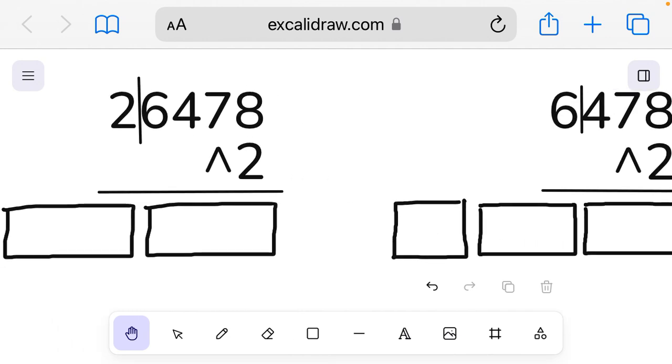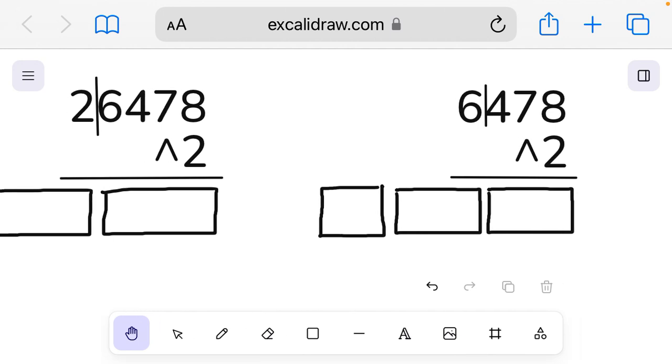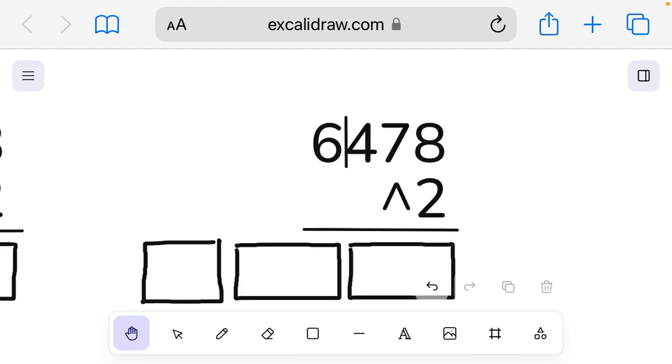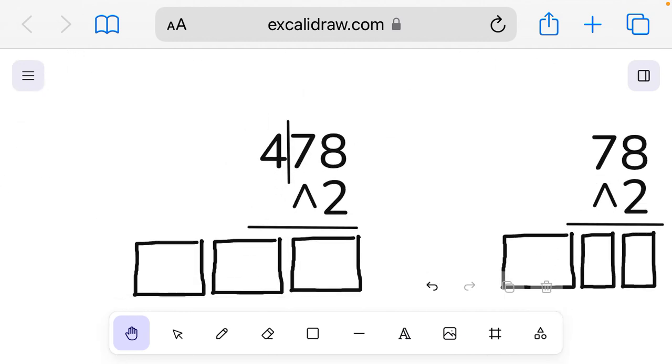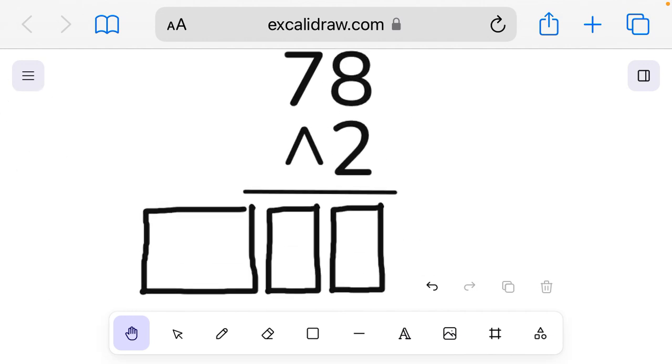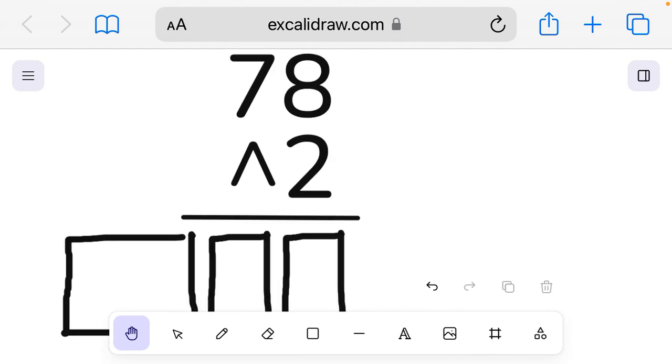But anyway, if you want to check the 4-digit squared video, it's in the description below. So we have 6,478 squared, and then 478 squared, and then 78 squared. Remember, we always do the last two digits first. So yeah, we have to do this first.